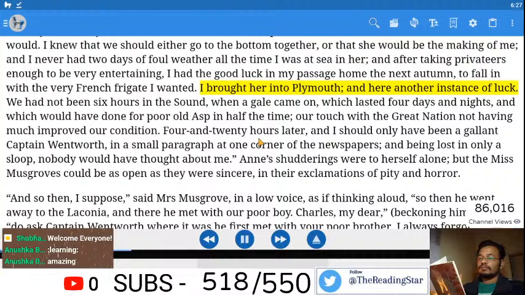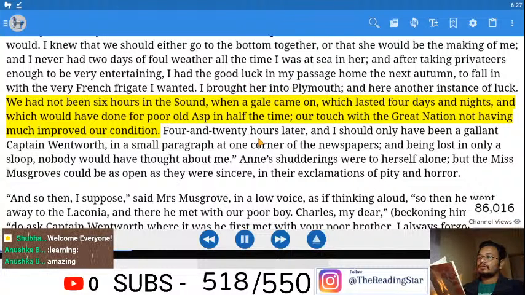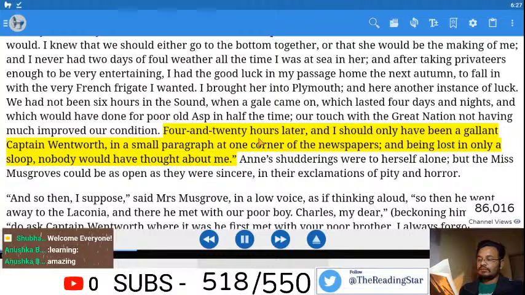I brought her into Plymouth Sound, when a gale came on, which lasted four days and nights, and which would have done for poor old Asp in half the time, our touch with the great nation not having much improved our condition. Twenty-four hours later, and I should only have been a gallant Captain Wentworth, in a small paragraph at one corner of the newspapers, and being lost in only a sloop, nobody would have thought about me.